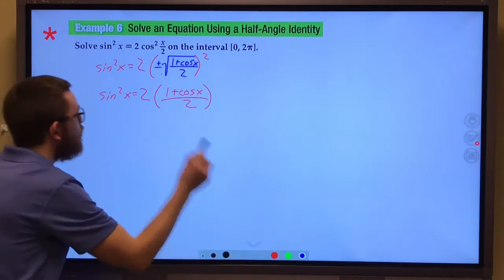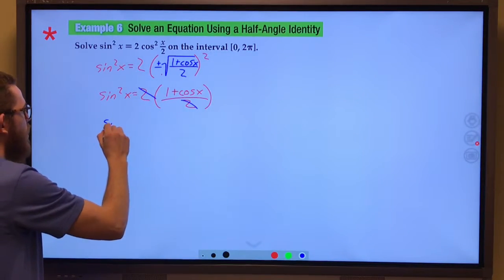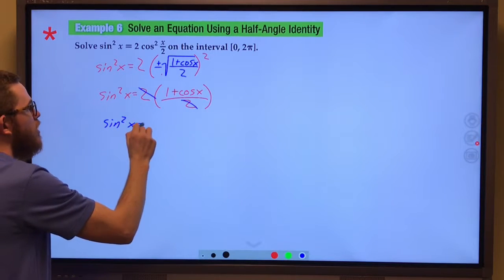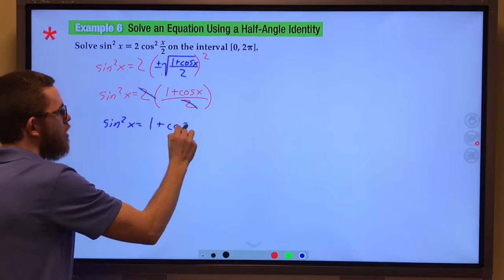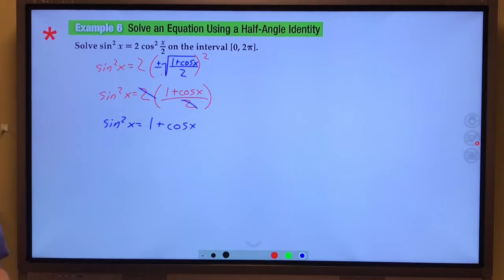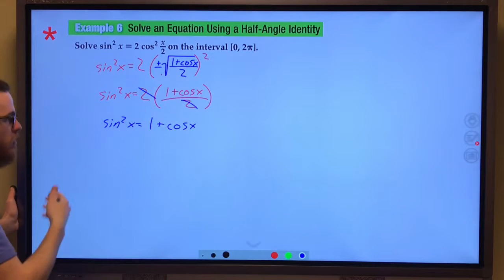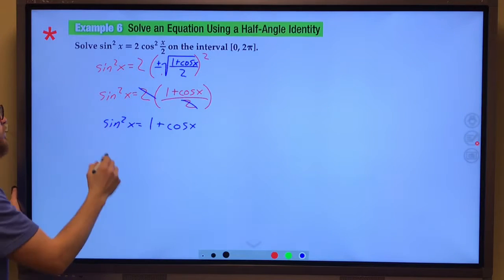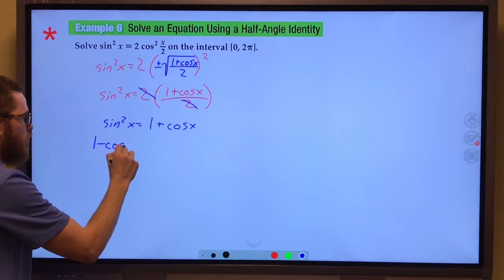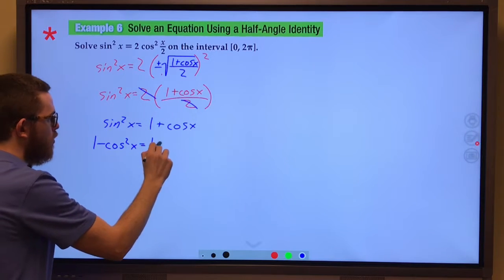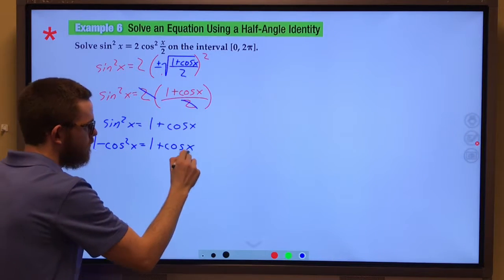Of course, these 2's now cancel out. Look what we're at. Sine squared x equals 1 plus cosine of x. Such a better looking situation, all right? Now, sine squared x, we know we can change that to be in terms of cosines. That would be 1 minus cosine squared equals 1 plus cosine x.